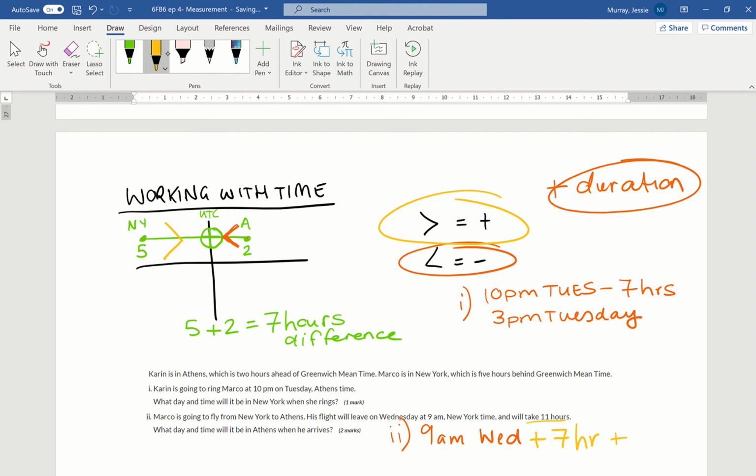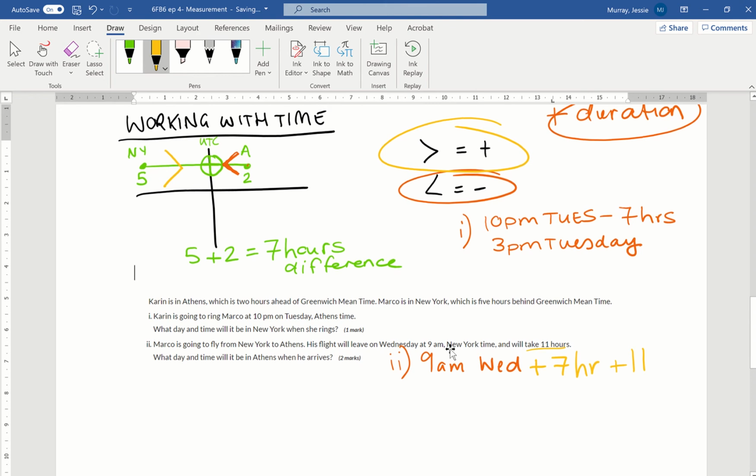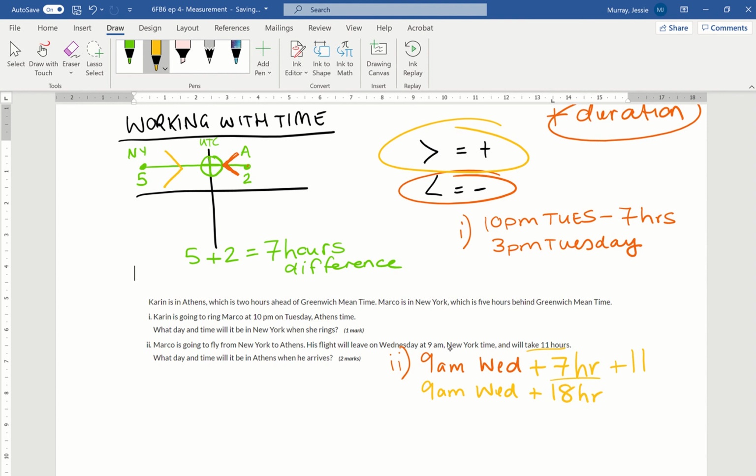I plus the 11. This next point I really want you to do because a lot of people miss this part. Notice now that's the same thing as 9 a.m. Wednesday plus 18 hours. Do not plus the 7, then plus the 11. It's twice as likely to make an error. Put them two together first. Then I get 18 hours.